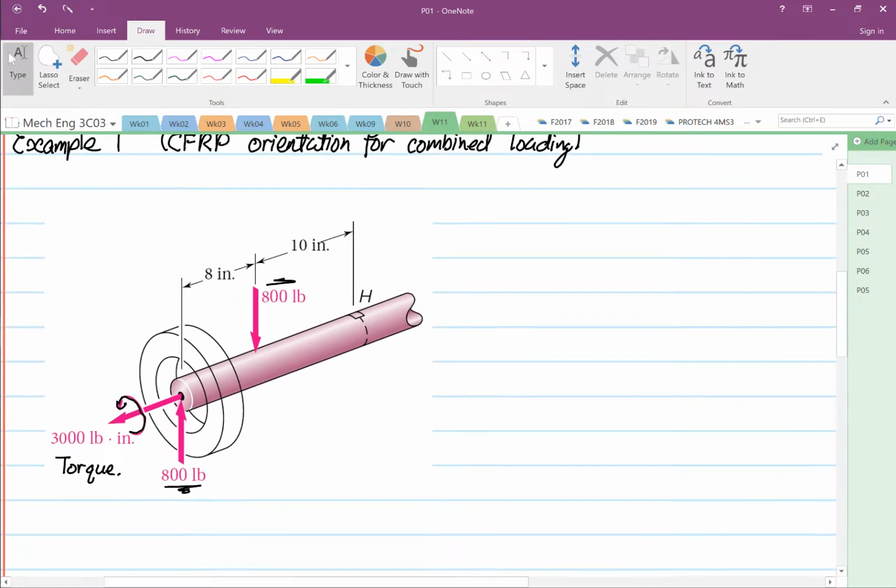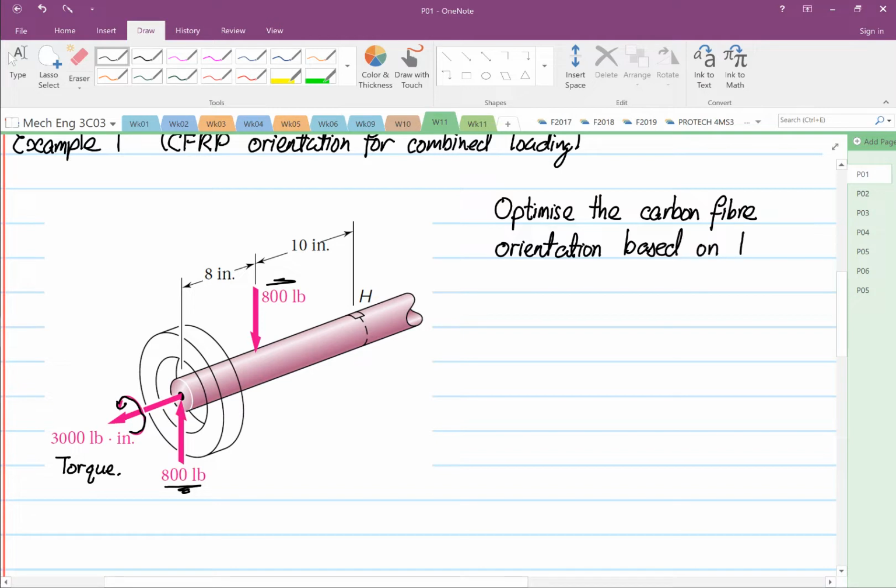So what we want to do is optimize the carbon fiber orientation based on the loading condition. Okay, so we're going to try to do this.